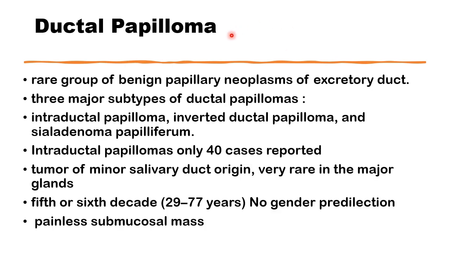Duct papillomas are a group of benign papillary neoplasms of the excretory ducts, with three major subtypes: intraductal papilloma, inverted ductal papilloma, or sialadenoma papilliferum. They are very rare. Only about 40 cases were reported for the intraductal papilloma, which is basically a tumor of minor salivary gland duct origin, very rarely affecting the major glands, affecting mostly the fifth or the sixth decade with no gender predilection. It forms a painless submucosal mass.